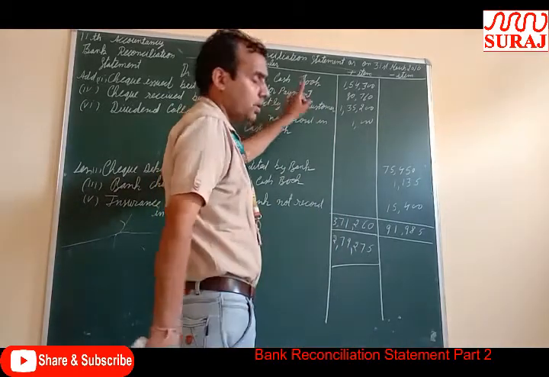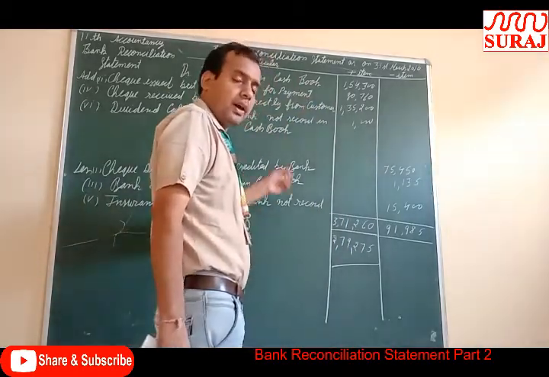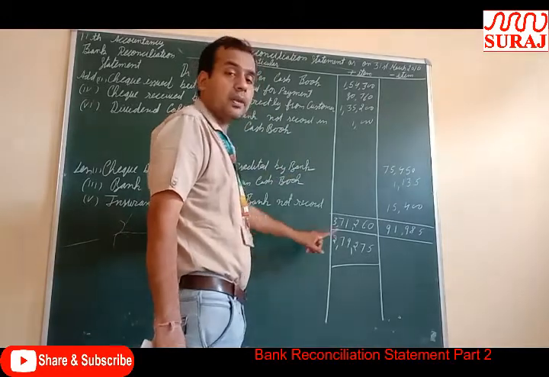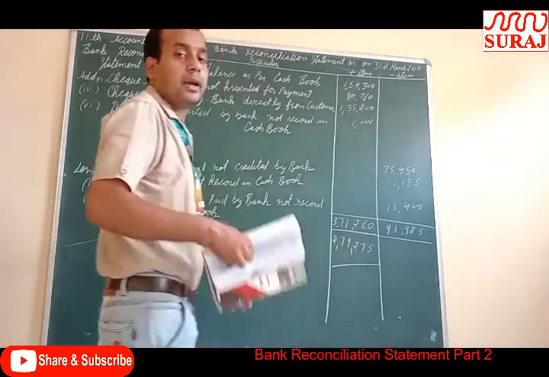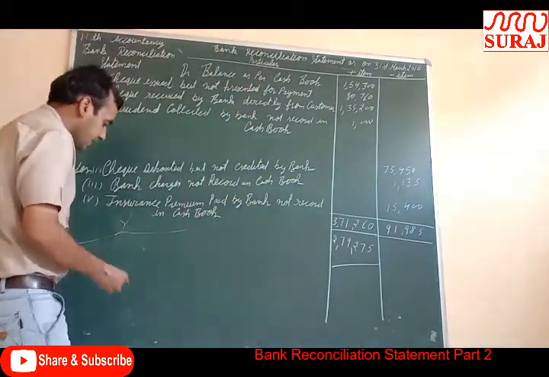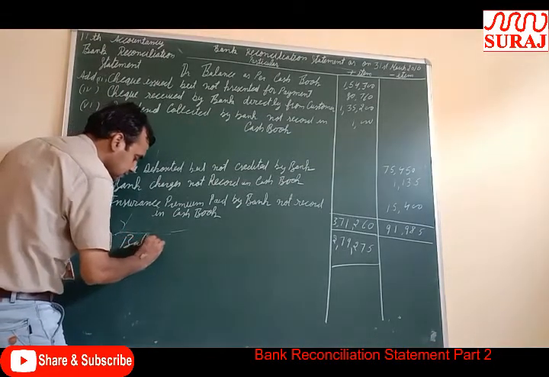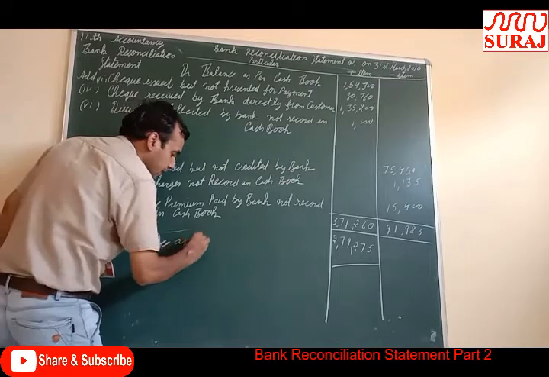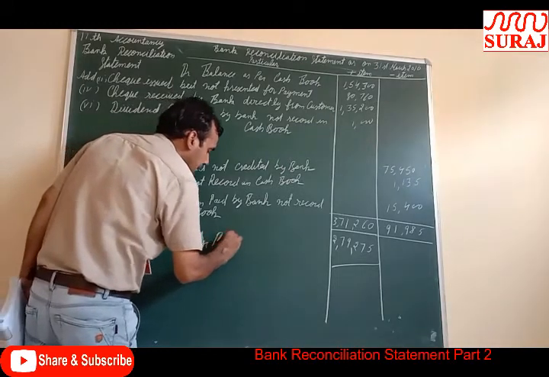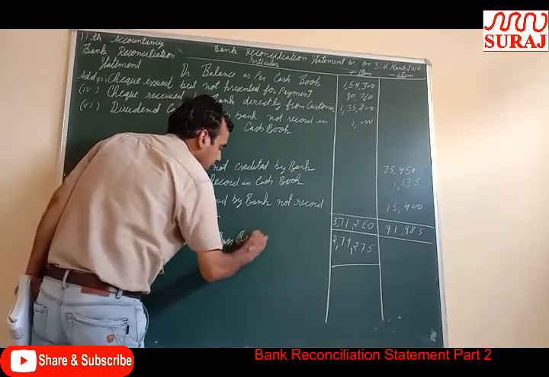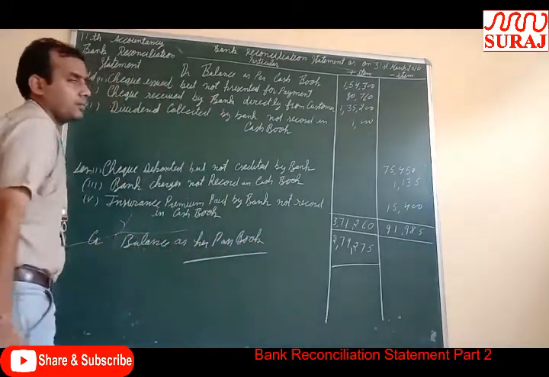And here the cash book is the starting point, and the answer is the passbook. But the passbook's debit plus item is a credit balance. Then you will write credit balance as per passbook.